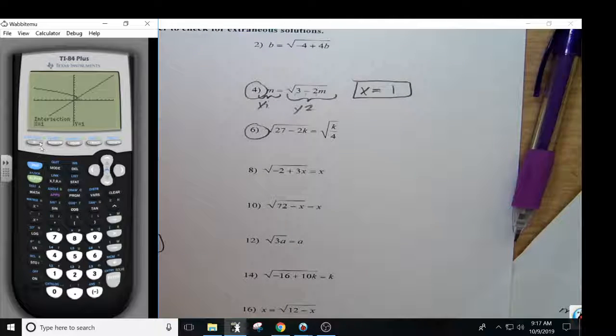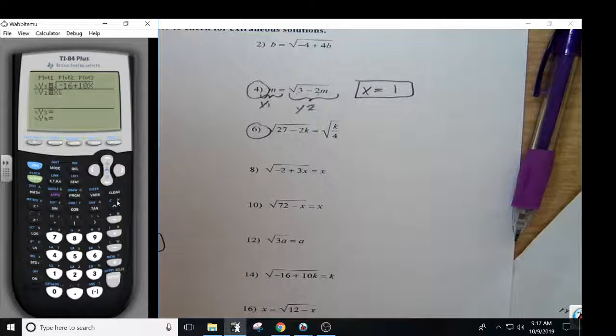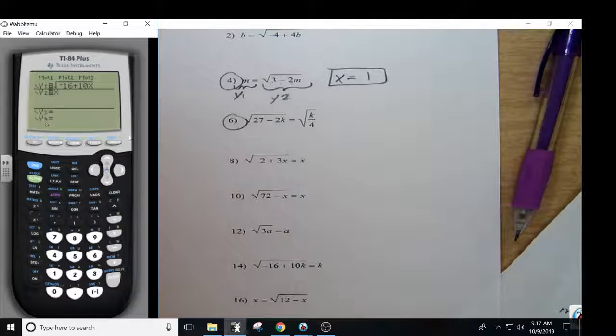Let me make sure I see, like number 14. Number 14, the square root of negative 16 plus 10x, and then equals x. So clear that out. Now this is a quadratic one here because it's going to end up with two. It's going to end up being a quadratic. Okay, so graph it.